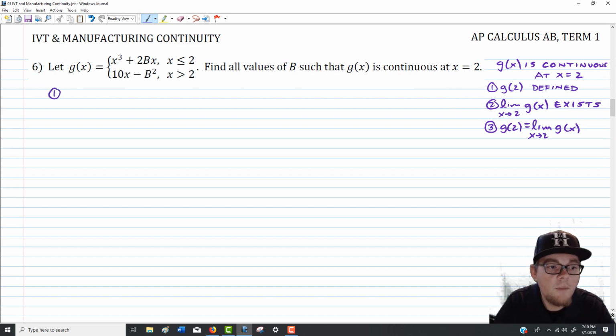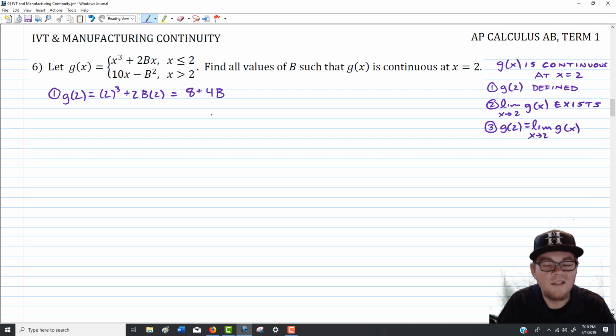So step 1, we first want to show that g of 2 is defined. So in our case, g of 2 is going to be what we get when we plug in 2 to the function. Now in here, x is less than or equal to 2 means we use the cubic portion of this function, which means g of 2 is 2 cubed plus 2b times 2, which is 8 plus 4b. Did that help us at all? Sorry. But hey, we got it. That's nice to know. And 8 plus 4b is defined, assuming b has a finite value, so it's good enough.